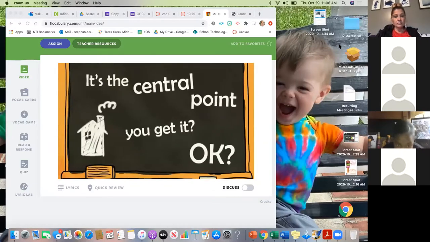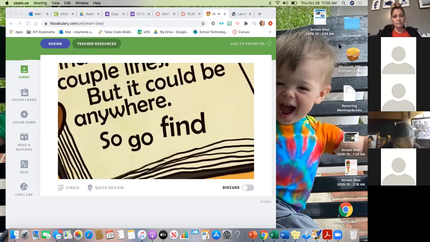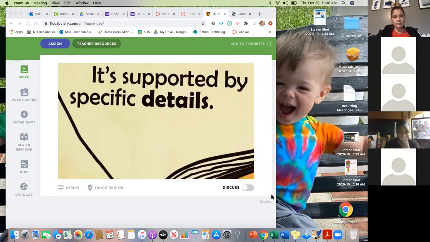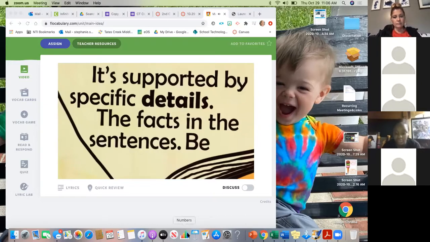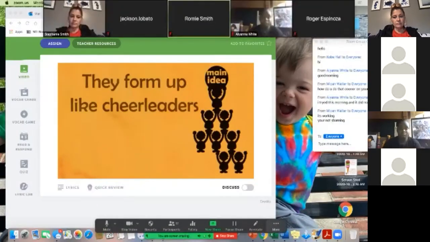Okay. You can often find it in the first couple lines, but it could be anywhere. So go find it. It's supported by specific details. The facts in the sentences, be real. They should add up to make the main idea, kids. They like cheerleaders in the pyramid.